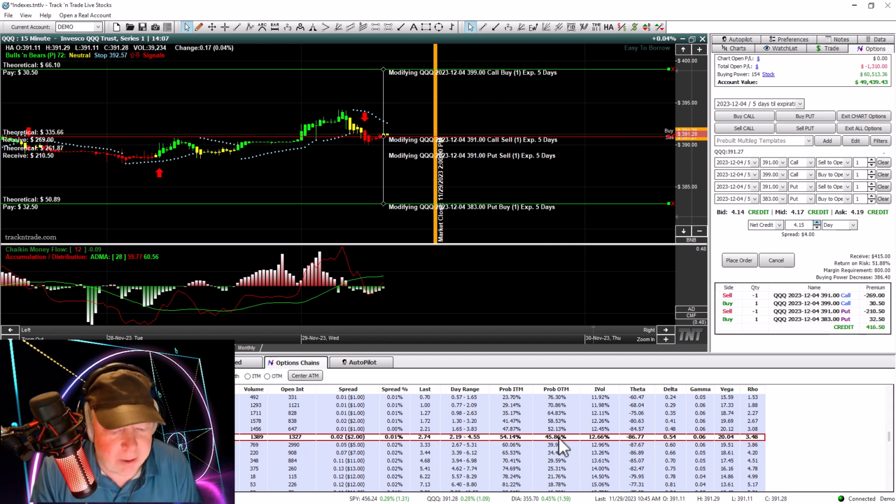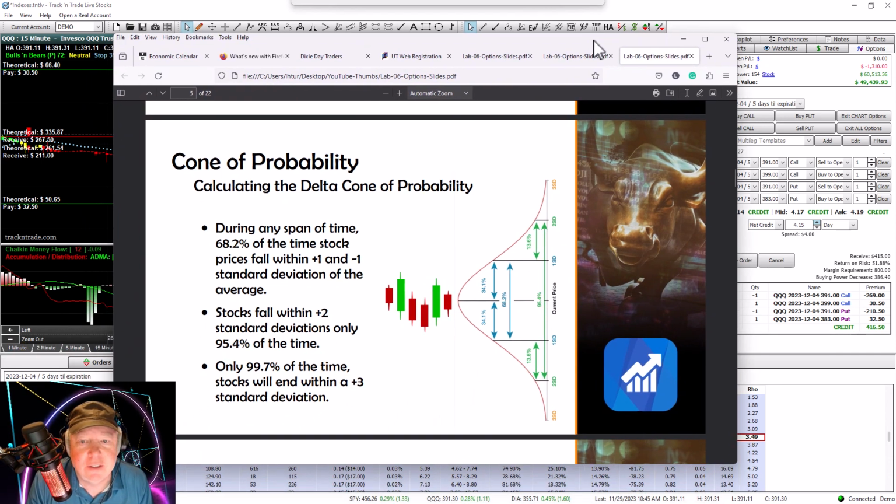because, and I'll pull up one more little chart for you here. If you've been attending my live classes, you know that this has the cone of probability. So calculating the delta cone of probability during any span of time, 68.2% of the time prices fall within a 1-to-1 standard deviation of the average. So that means the market's got a 68, almost a 70% chance of staying inside of our 1-to-1 standard deviation cone of probability.